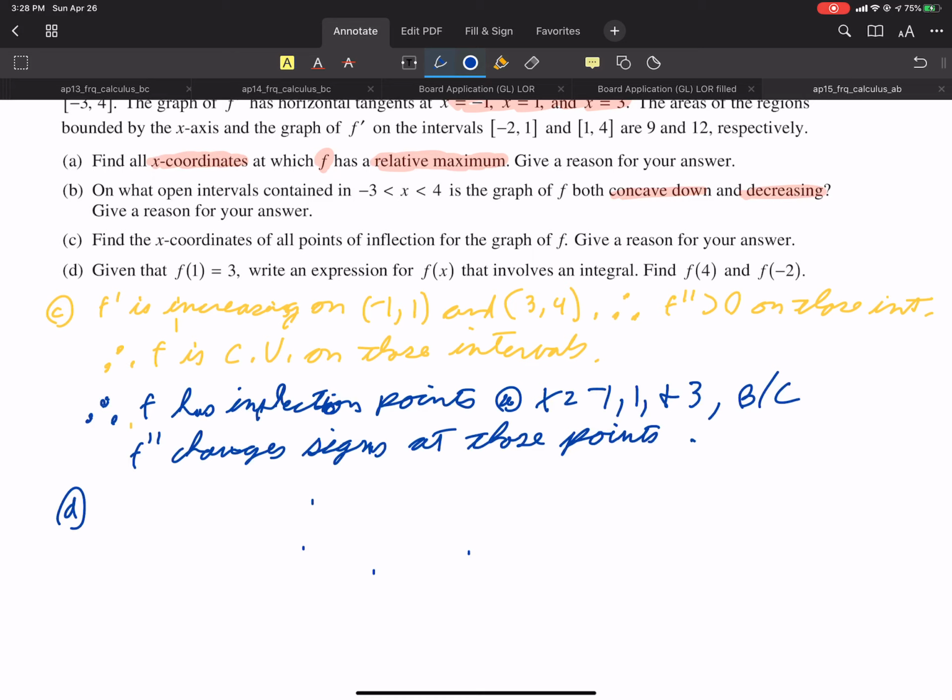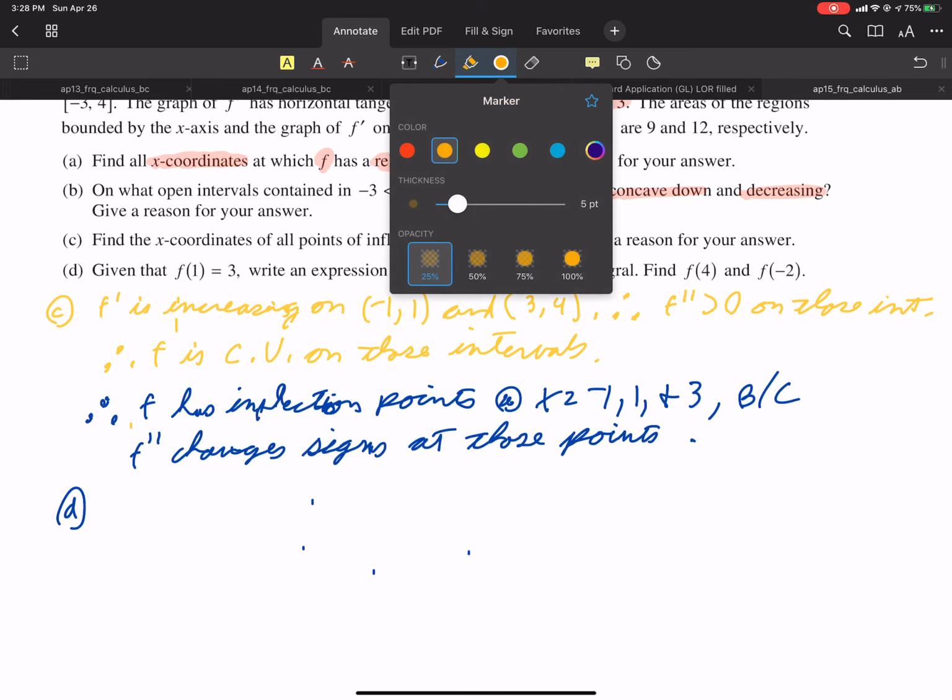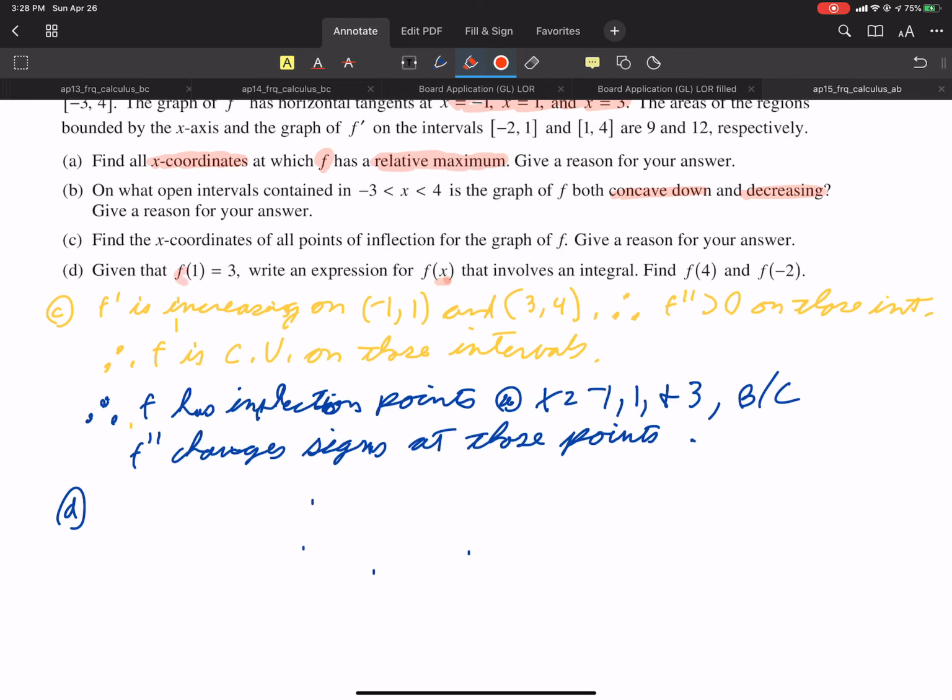All right, part D should go pretty quickly. Part D, you're given f at 1, and you want f at 4.